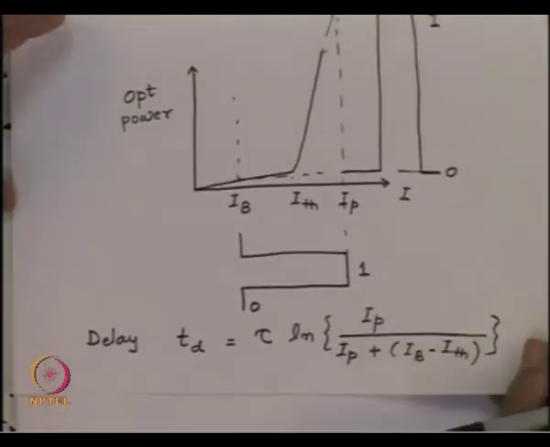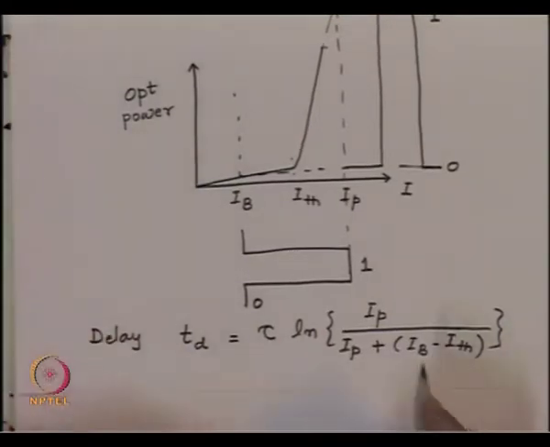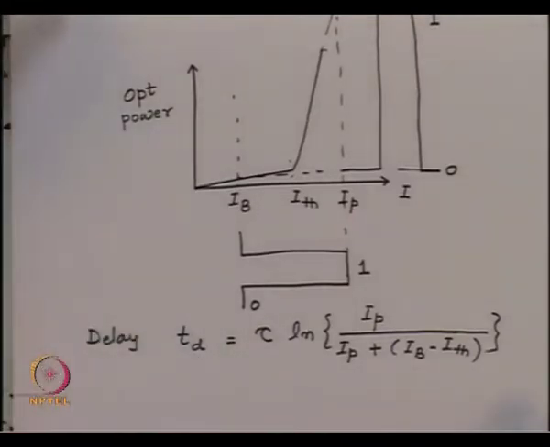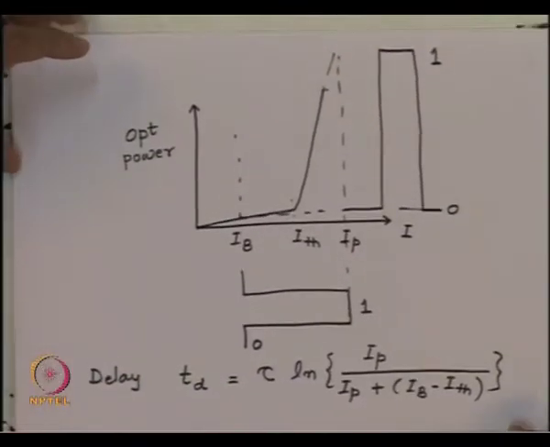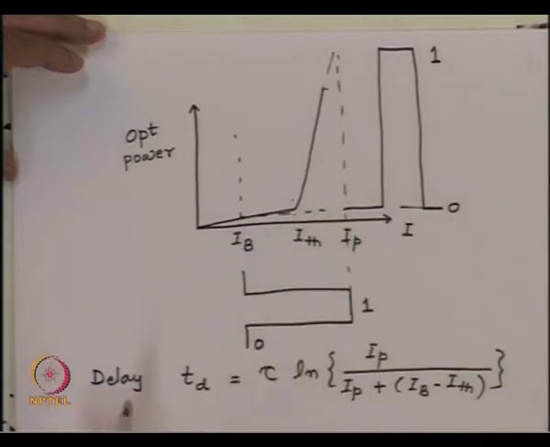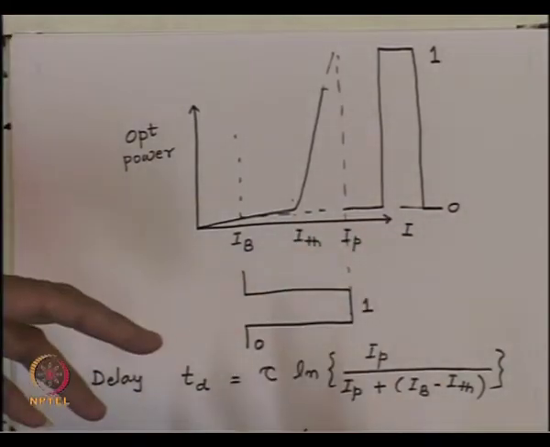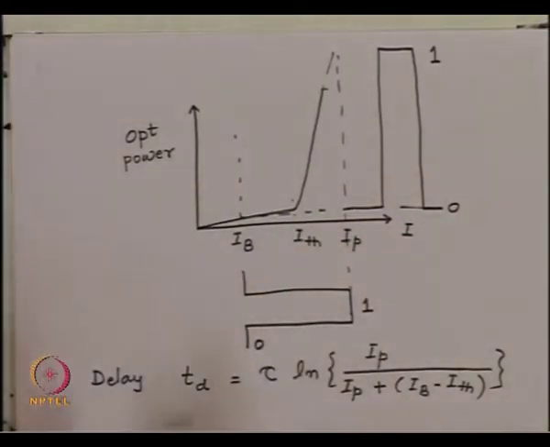So, what you find here is that if the device was biased at the threshold level, then IB minus ITH would be 0, then this will be ln IP upon IP, which is 1. So, the delay will be 0. What that means is, if the device was biased at the threshold current, that means it is just ready to get into lasing action. As soon as the switching pulse comes, you get a stimulated emission and you get a light pulse out.